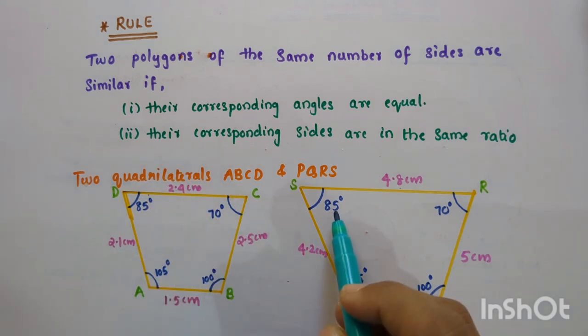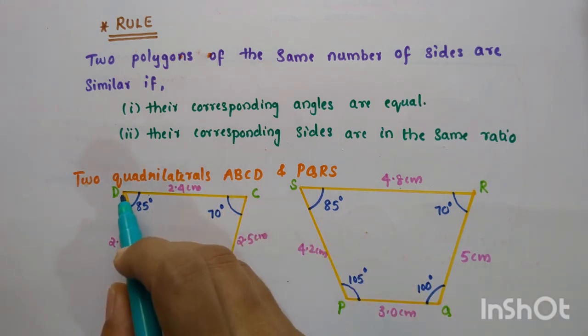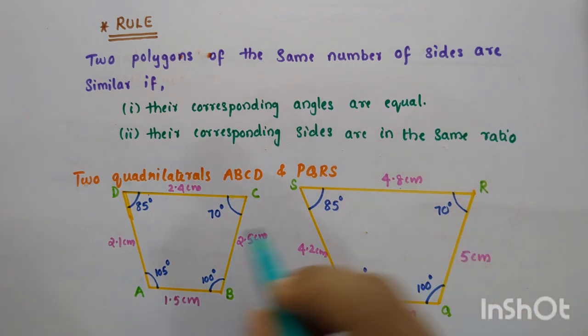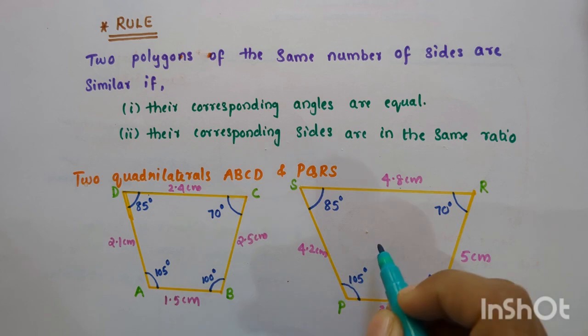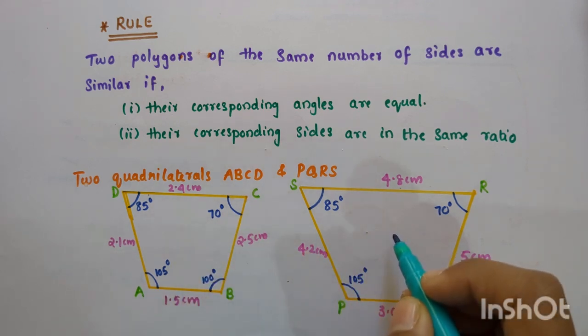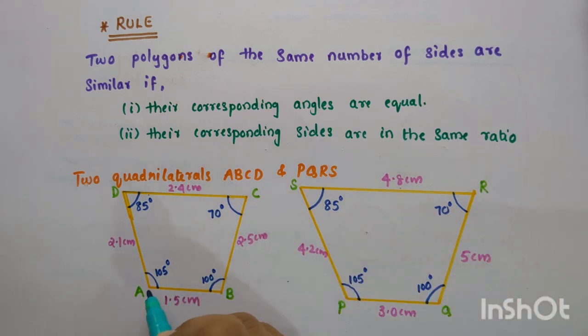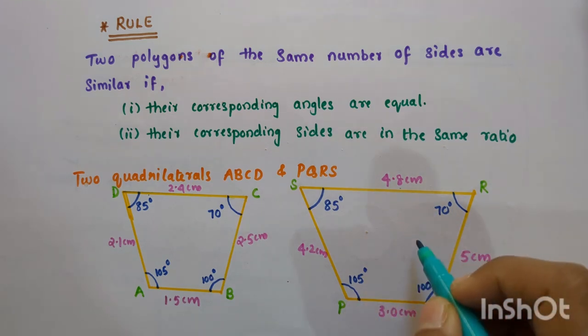So here we have two quadrilaterals. One is ABCD, another one is PQRS. We have two polygons, that is two quadrilaterals. They have an equal number of sides. This has four sides. This also has four sides.